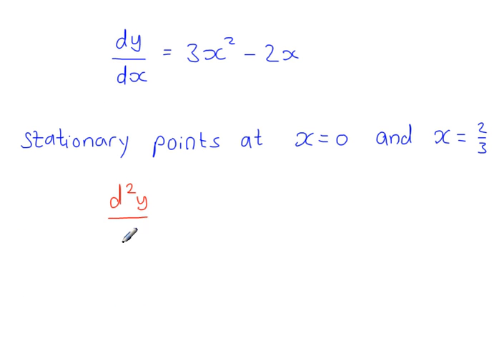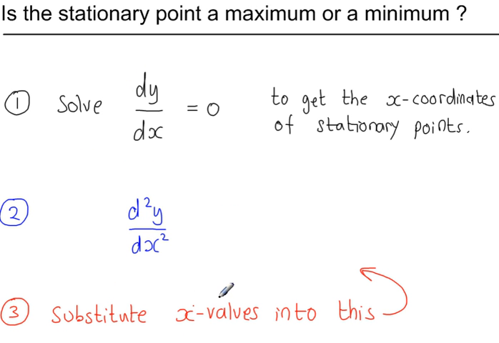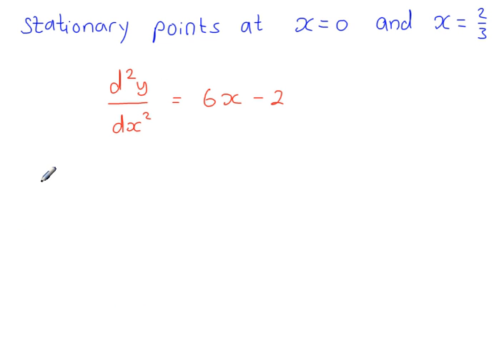d2y by dx squared is equal to, so differentiating this again, that 2 times the 3, 6x. Differentiating this gives you just minus 2. And now I'm going to substitute the x values into the second derivative. So when x is equal to 0, the second derivative is 6 times 0 minus 2, which gives minus 2. It's a negative value, so it's a maximum point.